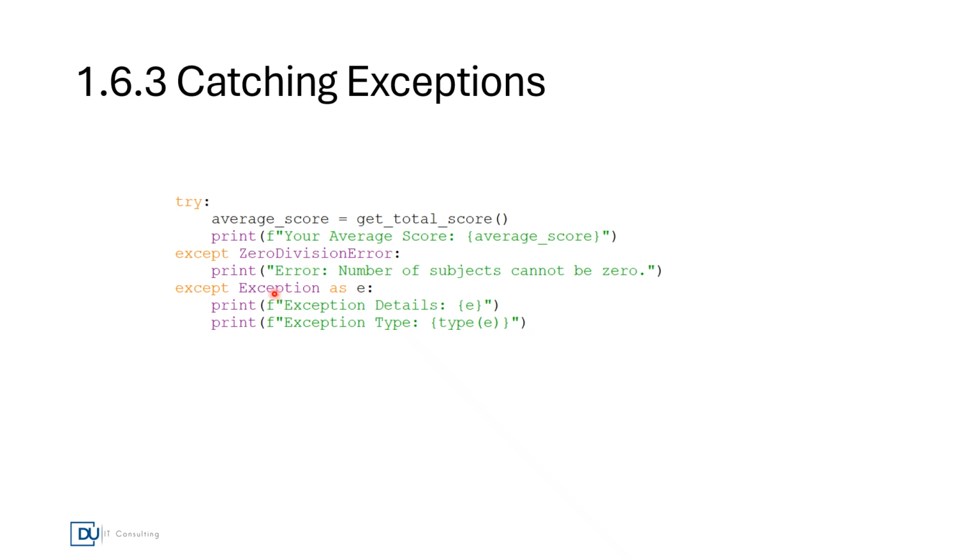And then we don't know what other exception could happen. So we have a general exception block, and we have a variable e, which we use to print the details by printing the string content of e using the format string, and then we also print the type of the exception object here.